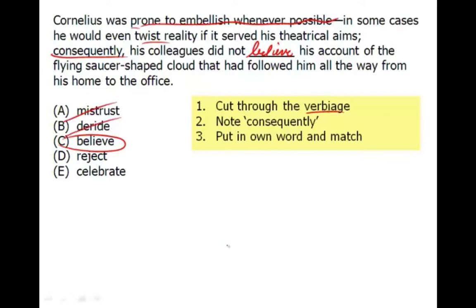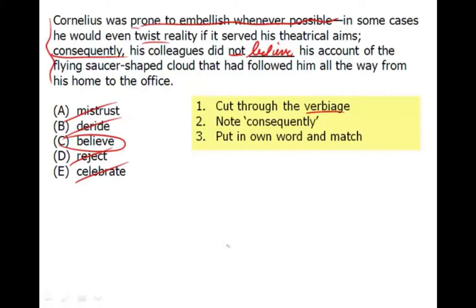Mistrust, obviously the opposite. The right put down does not work here. Reject his account. They did reject his account, but look at that keyword right there. Not believe. So always make sure we put in our own word. Celebrate doesn't make sense, of course. And there we have an answer. So you can see typically cause and effect sentences aren't the more difficult ones. This one was, of course, very easy.